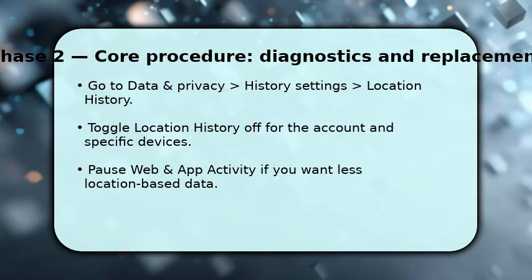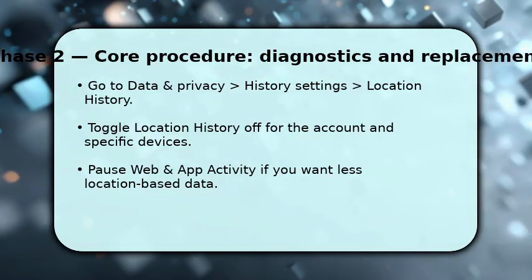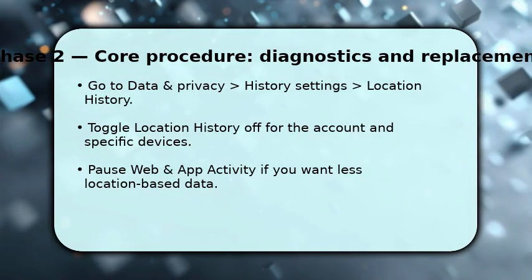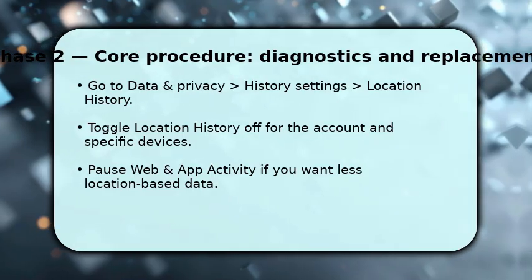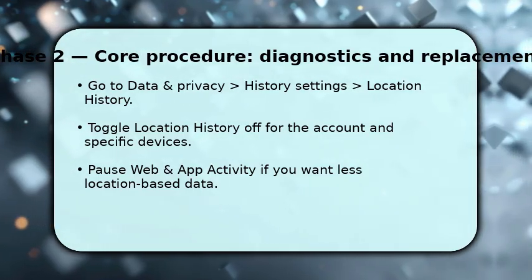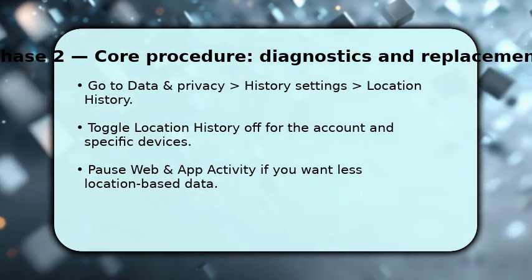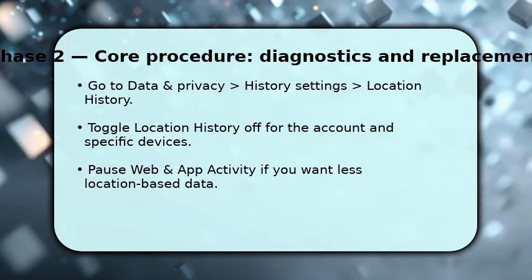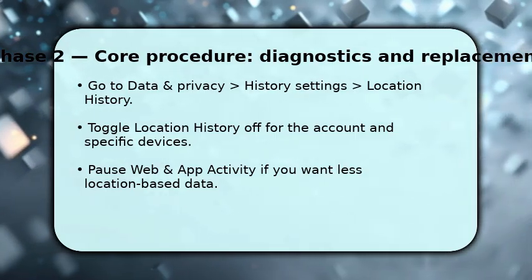Now you'll disable location history. Go to Data and Privacy, find History Settings, then Location History, and toggle it off. You should choose whether to turn it off for the entire account or only for specific devices. Pick devices if you want some hardware still to report.